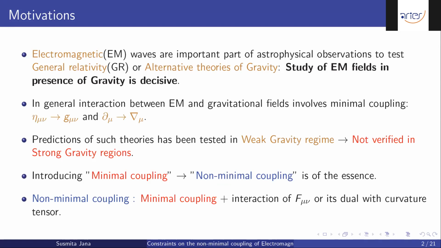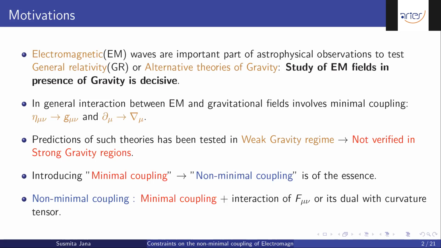So we know that electromagnetic waves have always been an integral part of astrophysical observations. So in order to test general relativity or other alternative theories of gravity, it's important to study electromagnetic fields in presence of gravity, or in curved spacetime. To do so, usually we consider a general spacetime metric in curved spacetime and change the partial derivative into covariant derivative in order to study the dynamics of electromagnetic fields in presence of gravity.